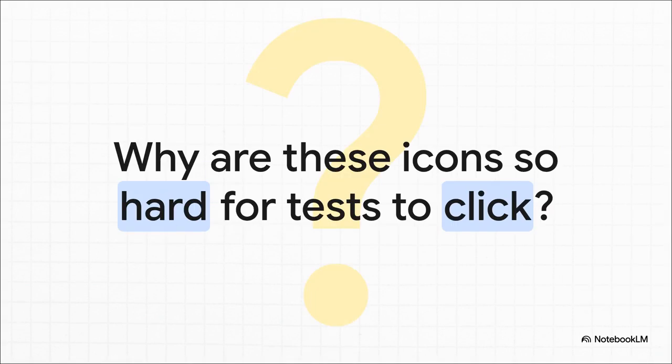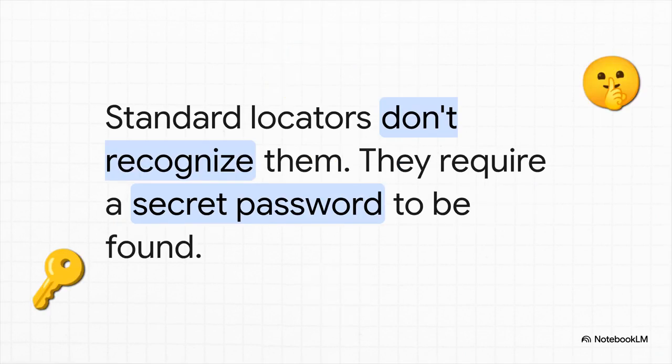Okay, but if they're just code, what's the big deal? Why are these seemingly simple little icons so tough for automated tests to even see, let alone click on? The problem is that SVGs are built differently. That standard tool, XPath, that works for almost everything else on a web page, it often just doesn't know how to talk to them properly.